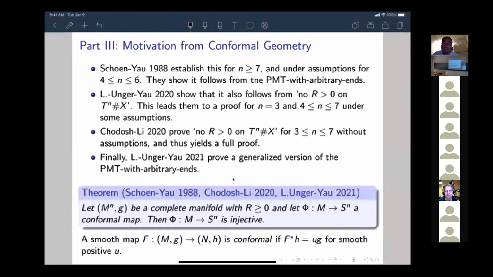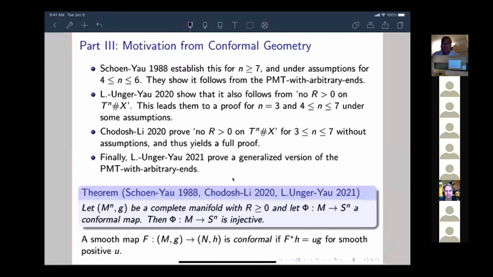And so we show that the injectivity actually just follows from that geometric statement. And that geometric statement, we prove for n equals 3, but we also prove between 4 and 7 under some assumptions. But those assumptions end up being preserved in the procedure. So that gives a restricted version of the injectivity of the map.